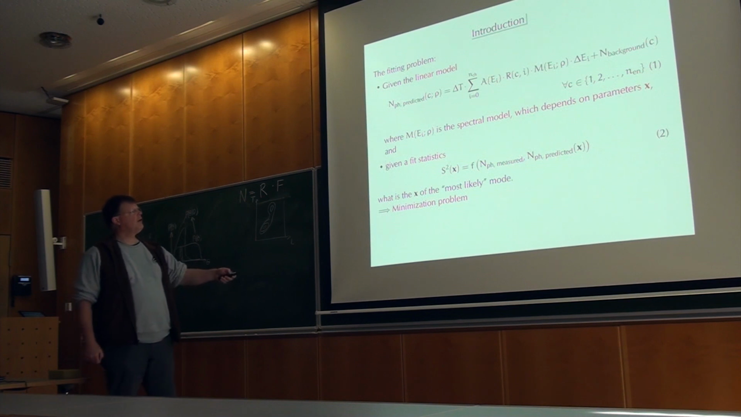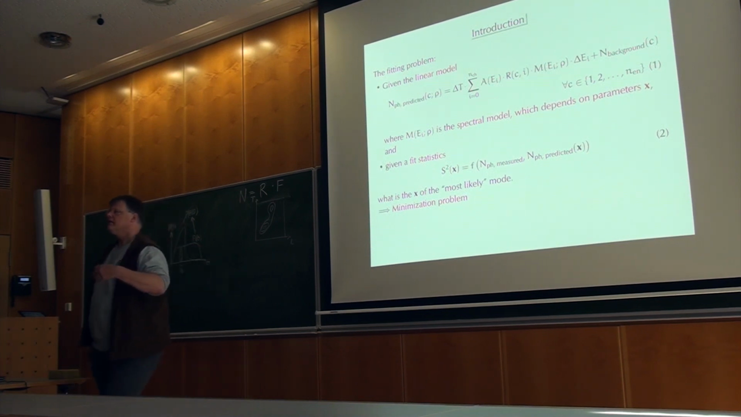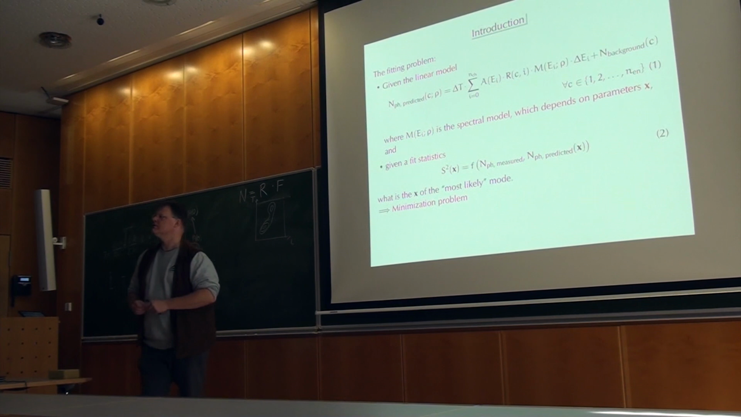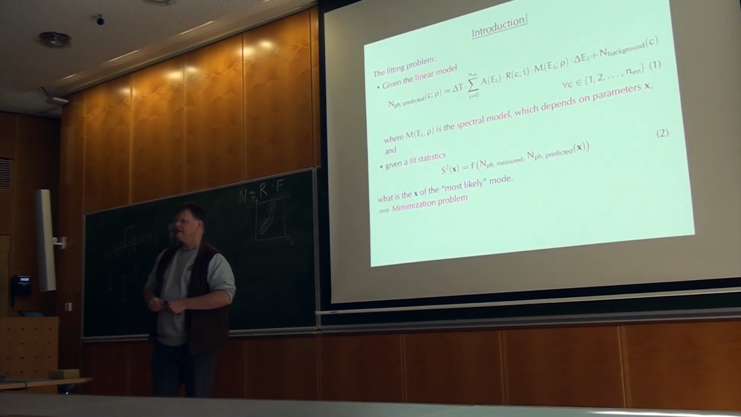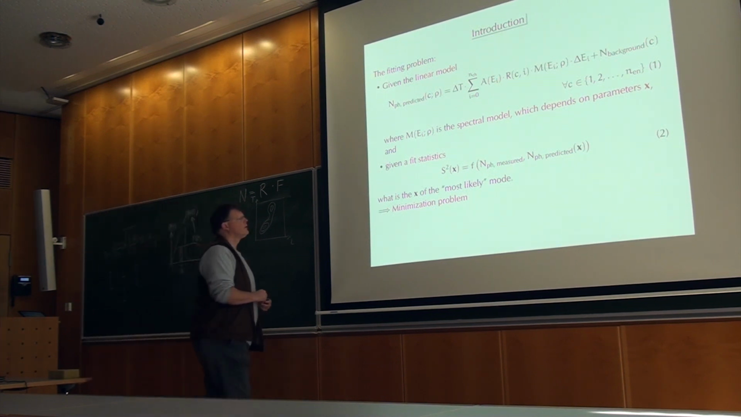So we want to vary these parameters here that describe the physics of the model and vary them until we get something that looks as much as possible as the data. Okay? And we do this using the statistics that were introduced before.